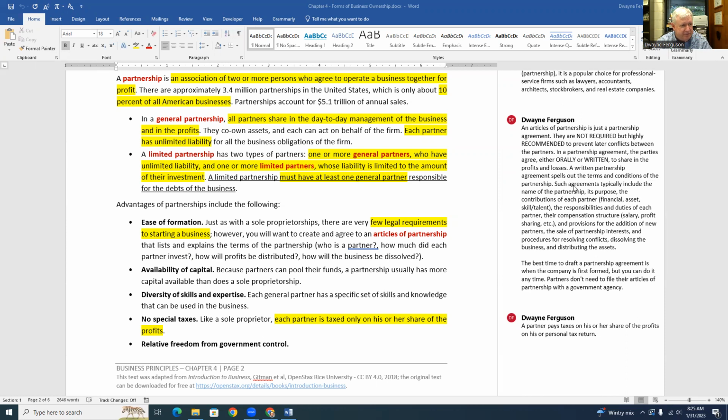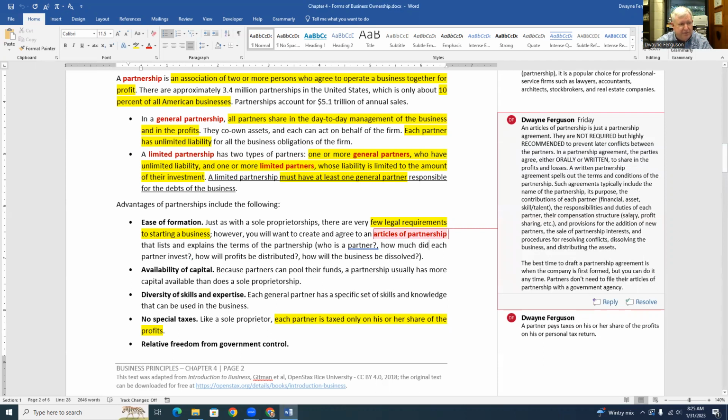It spells out the terms and conditions of the partnership. I wrote down some things that should be in there: the name of the partnership, its purpose, and how much each person contributed. You don't want to have an issue later, like, did he give $50,000 or did he give $40,000? Is he supposed to take out 30% of the profits or 25% of the profits? There's always issues of remembering what happens. So that's the contributions, responsibilities, and duties of each person. That's great. You need that in there.